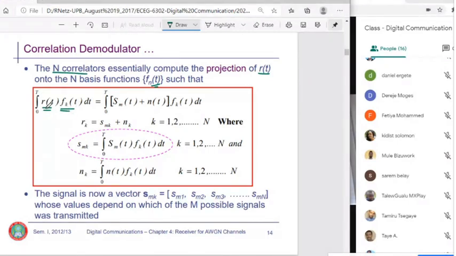Here at the kth branch. Now if we substitute r of t for the additive white Gaussian noise model assumption, r of t is the sum of the modulated waveform sm of t and a noise component n of t. So the sum of the two would be projected on the kth basis function.